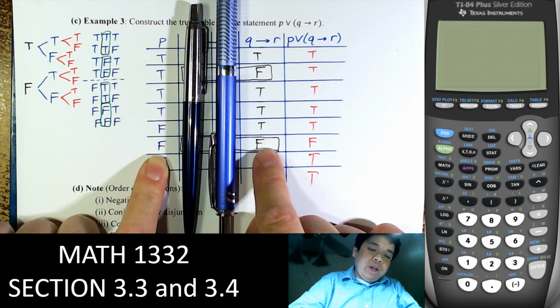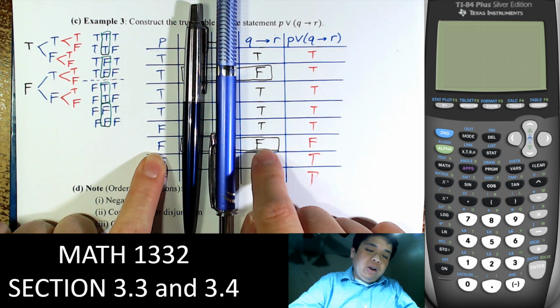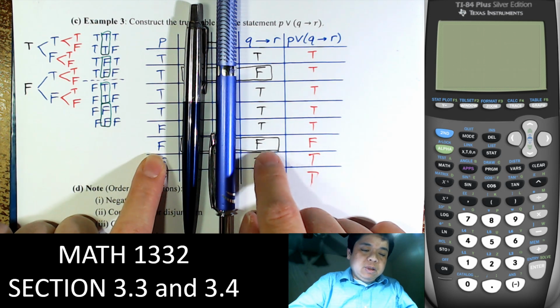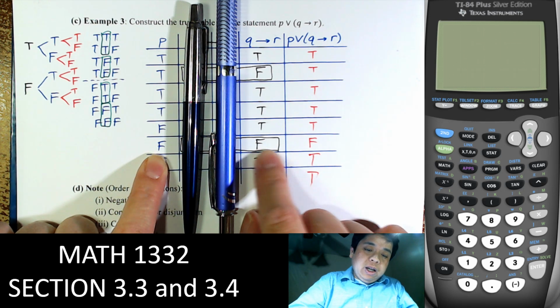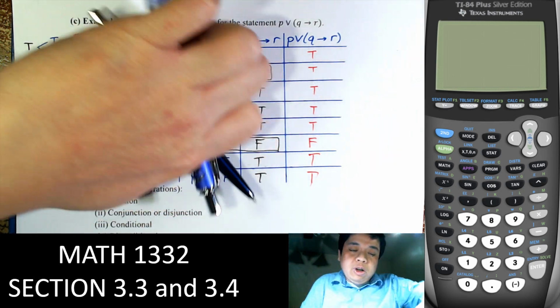And it's false if we have negation of P, negation of Q. If both of them are false, then the OR is going to be false, everything else is going to be true. So that's the truth table for that scenario.